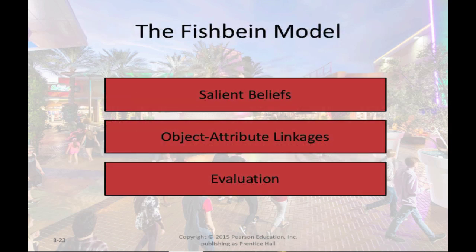The Fishbein model, developed by Martin Fishbein, is the most influential of multi-attribute models. The model measures three components of attitudes: salient beliefs, which refer to the assessment of whether the brand has specific attributes, object-attribute linkages, and evaluation of favorableness of each of the important attributes. Using these components, we can compute a consumer's overall attitude toward an object.